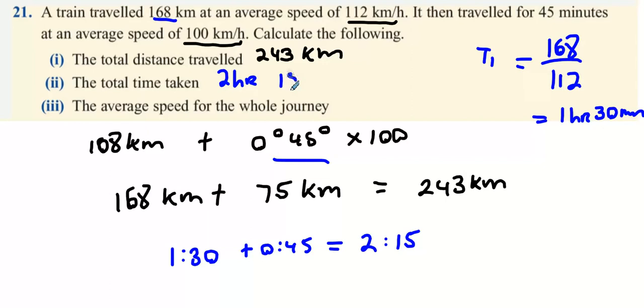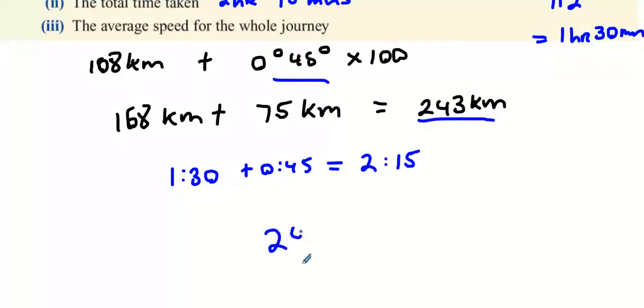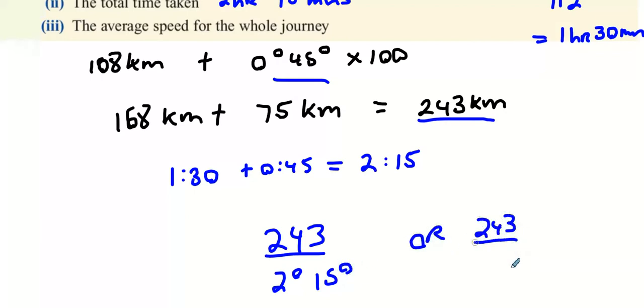What's the time for the full journey? Average speed for the full journey. What's the total distance? 243. What's the total time? So do 243 over 2 hours and 15 minutes. Or some of you might try 243 over 2.25. Or some of you might try 243 over 2 1/4. All of them are the same. I want it in decimals because, oh sorry, speed.